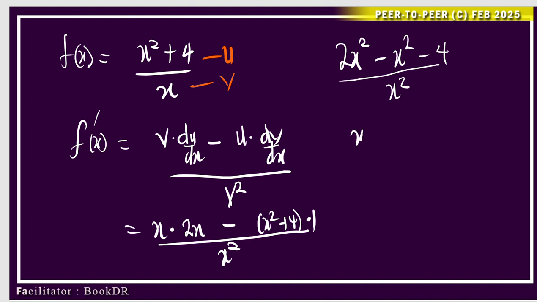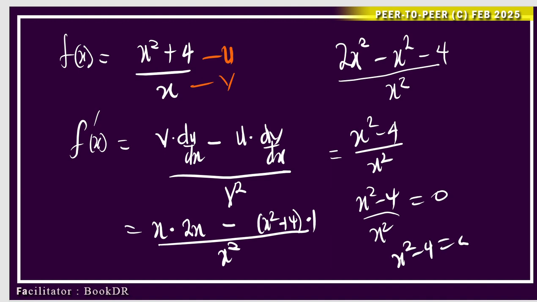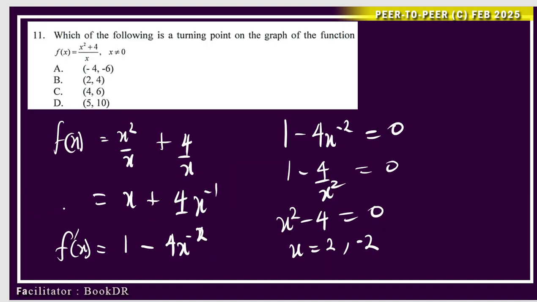So we are going to have x squared minus 4 all over x squared. So when we equate this one to 0, we are going to get x squared minus 4 is equal to 0, like how we had in the previous screen. So I think in the first calculation we made an error. So x is equal to 2 or negative 2.